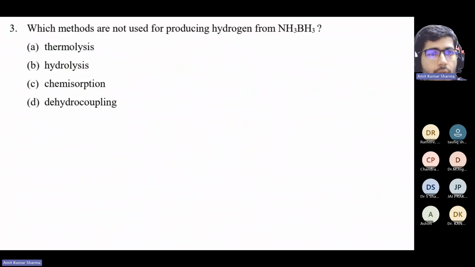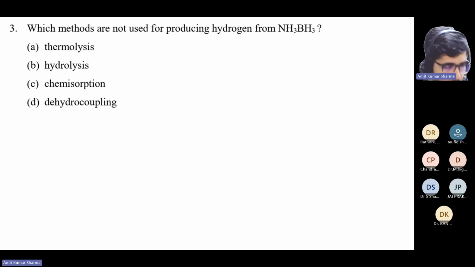Which methods are not used for producing hydrogen from NH3BH3? A, thermolysis; B, hydrolysis; C, chemisorption; and D, hydrocoupling. Absorption. Okay, we have an answer. Chemisorption, option C. Anybody else? Think about it.